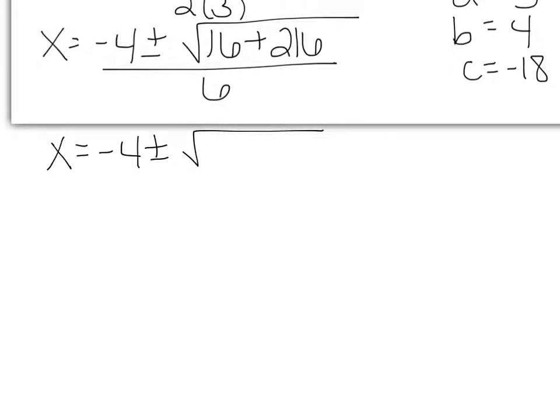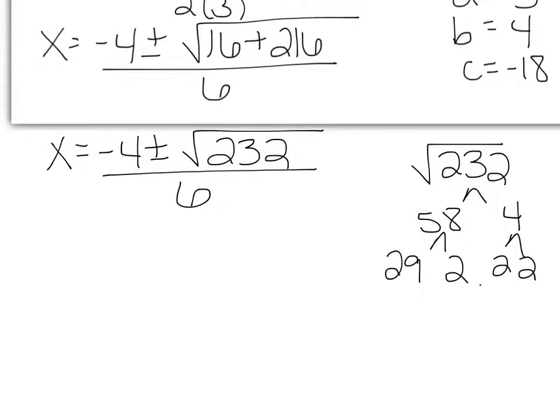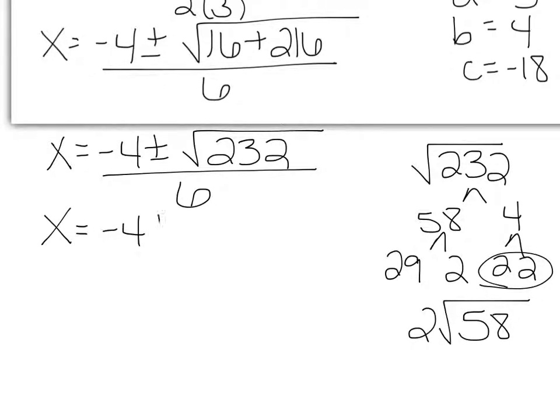16 and 216 is 232, all over 6. So let's see if 232 can be reduced. 232 is 58 times 4. 4 is 2 times 2. 58 is 29 and 2. So I can bring a 2 out front, and I'm left with a 58 on the inside because we can't do anything with 29. So you have x equals negative 4 plus or minus 2 square root of 58, all over 6.